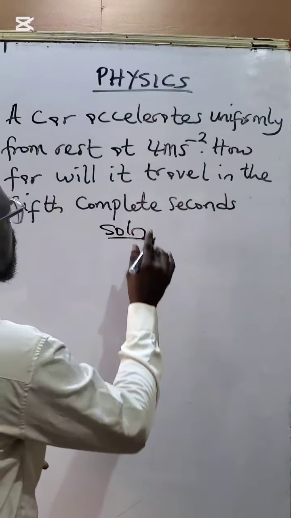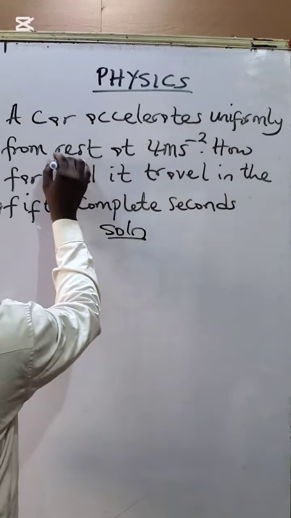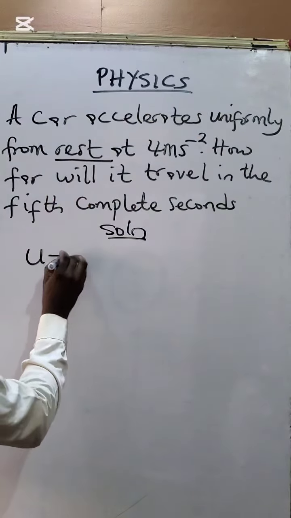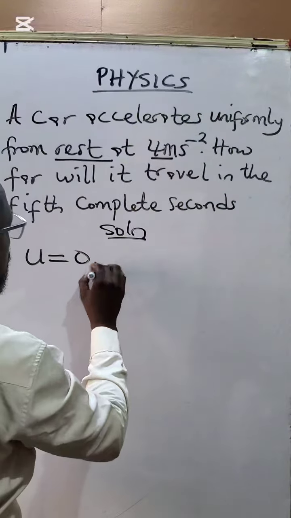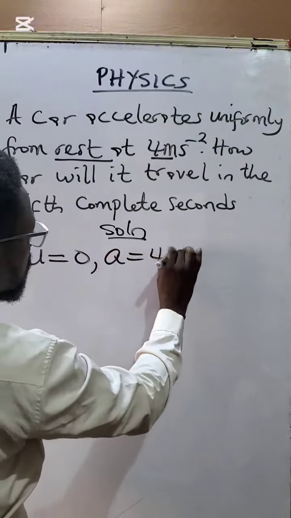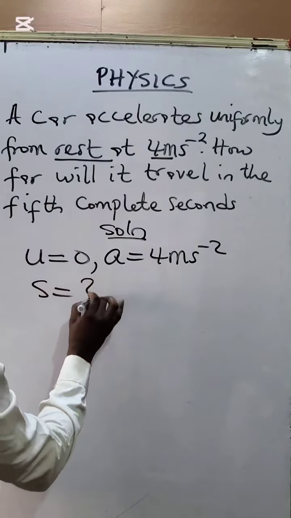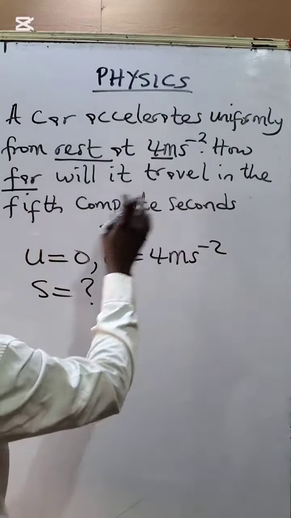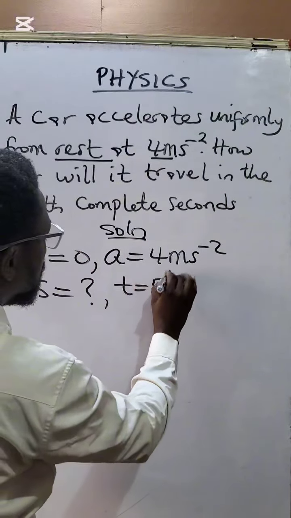What I will do first is to bring out the parameters I have in the question. The car accelerates uniformly from rest. That means the initial velocity is what? 0. At 4 meters per second squared, that speaks of acceleration. How far? That speaks of distance. What distance will it travel in the 5th second?